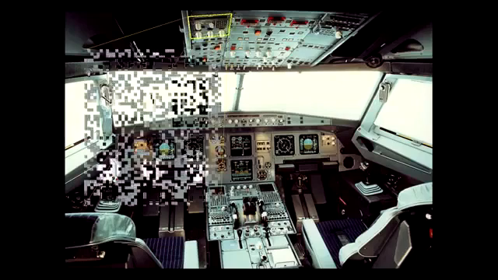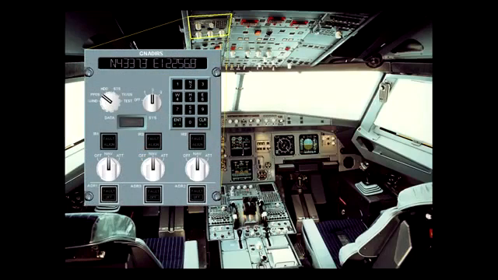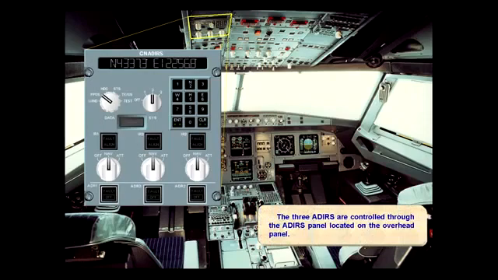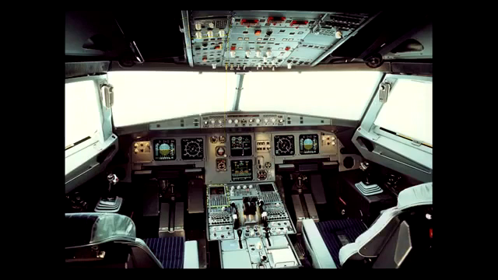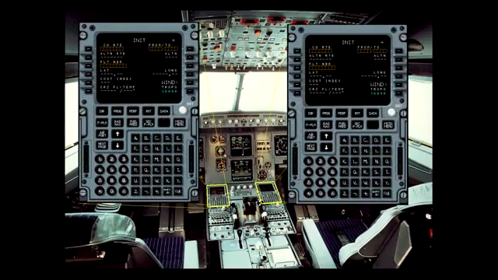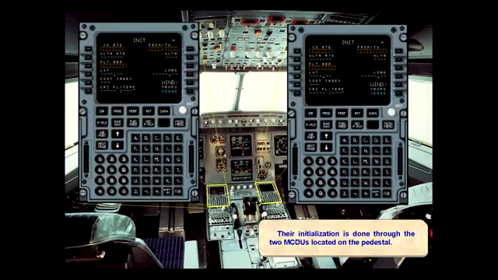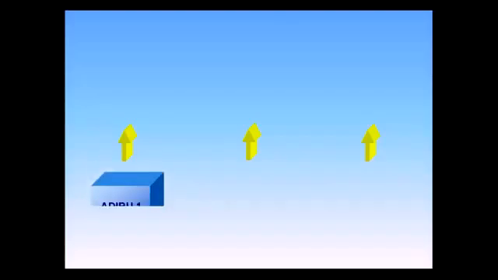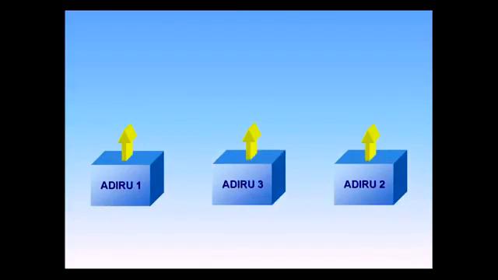The 3 ADIRS are controlled through the ADIRS panel, located on the overhead panel. Their initialization is done through the 2 MCDUs located on the pedestal. Independent data is supplied by each ADIRS. Let's see an example of this.